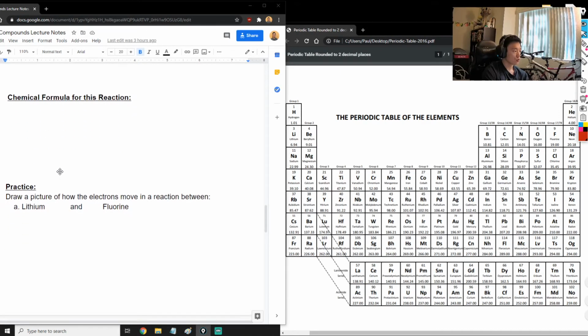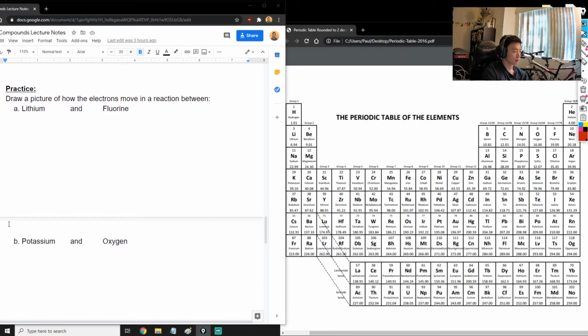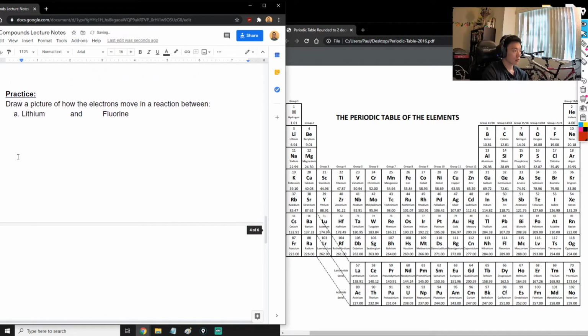Alright, let's do a few more examples. Okay, let's move this one down a little bit. So in your assignment today, you're going to have to draw some pictures of how electrons move. And you're going to have to write the chemical reaction that takes place. So we'll talk about how to do that in just a second.